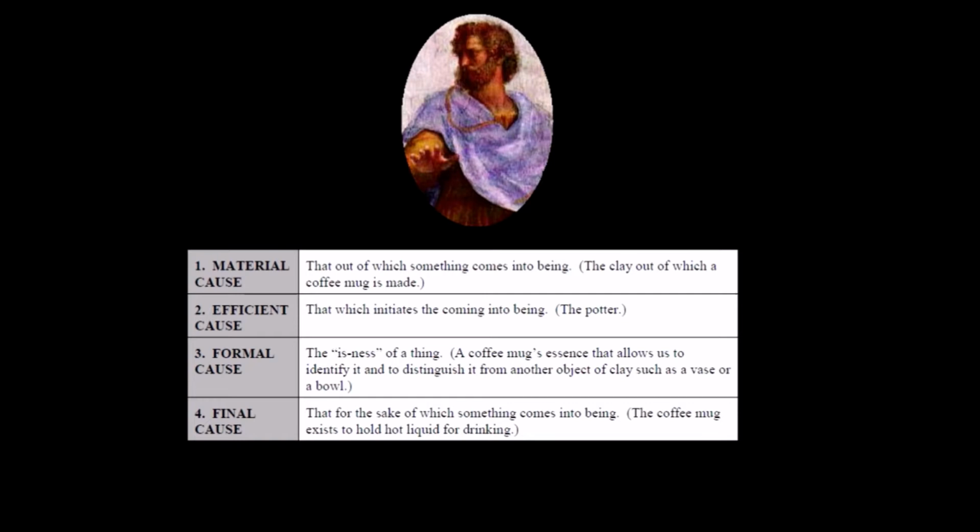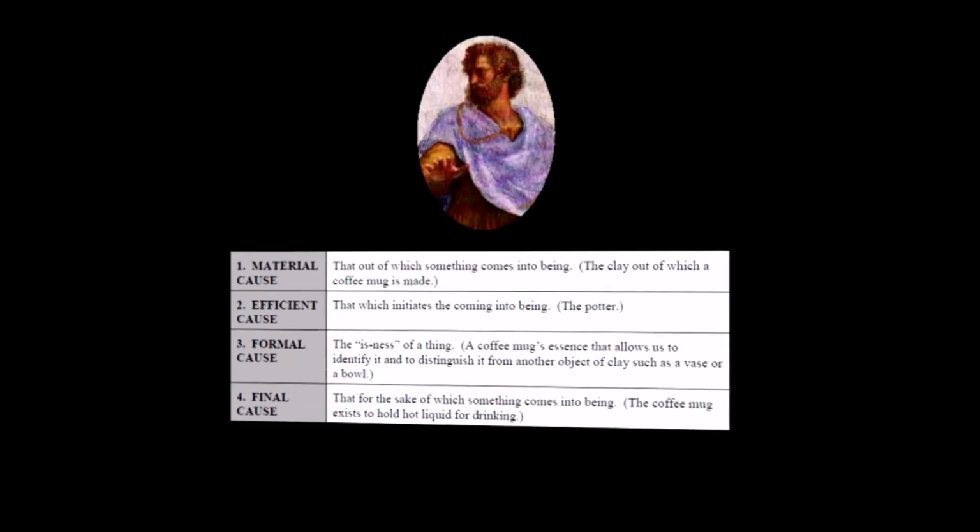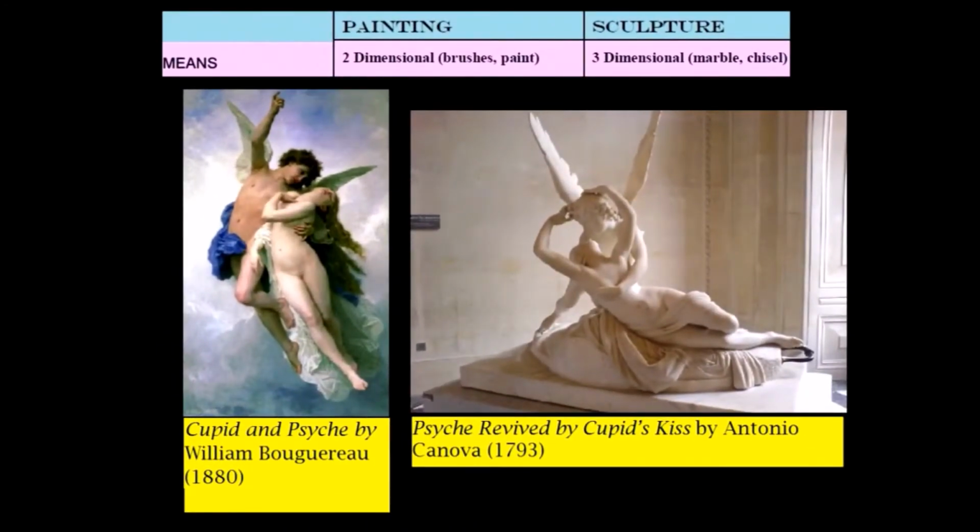Painting uses the tools available in two dimensions. Sculpture uses the means available for three dimensions, so that two imitations of the same object, Cupid and Psyche, differ by their means of imitation.